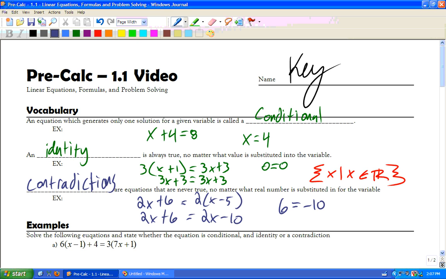Well, this doesn't make any sense. 6 can never equal negative 10. We've contradicted ourselves, therefore there's no real solution. You can either write no real solution, or we can say the set of all numbers that's empty. It's called the null set, the empty set. There's no number that this will work.